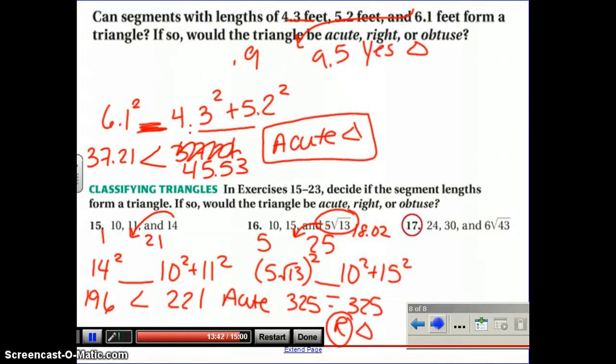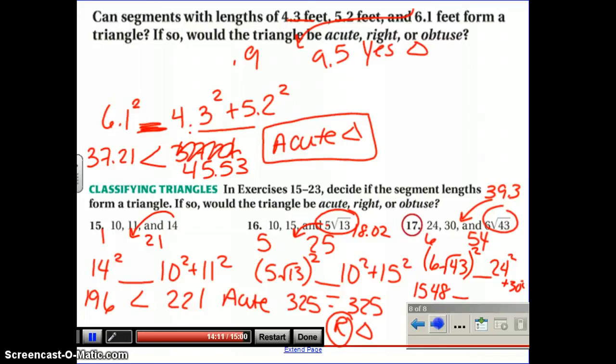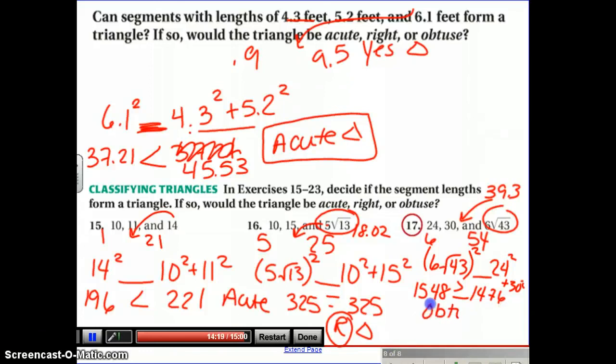And the last one, take their difference and their sum. This as a decimal is 39.3 approximately. It's between, so it is a triangle. Now let's see. 6 root 43 squared. We want to know, is that greater, less than, or equal to 24 squared plus 30 squared? Running out of room, sorry. So 6 root 43 squared is 1,548, and the right-hand side is 1,476. So it's greater than, so it is obtuse.